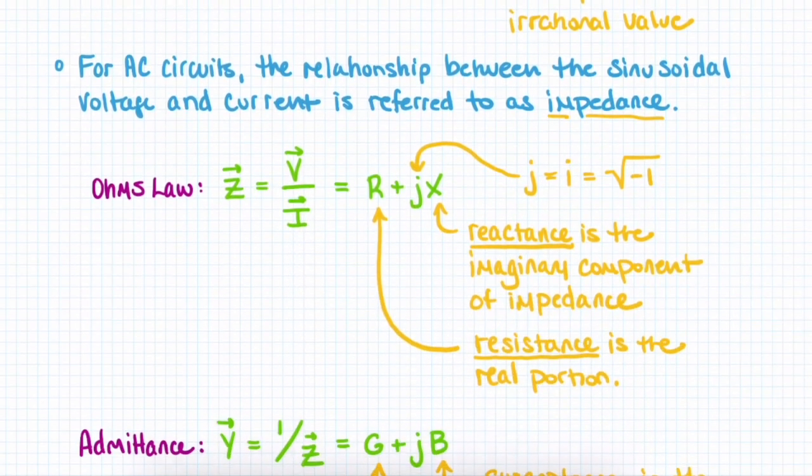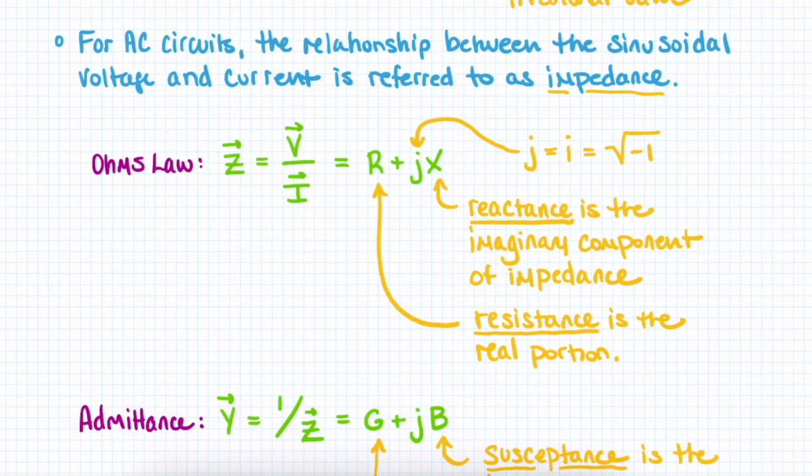So for AC circuits, and we're talking predominantly about SSS, steady state sinusoidal circuits, the relationship between the sinusoidal voltage and current is referred to as impedance. So we have another version of Ohm's law, Z equals V over I. Again, it's still the ratio of voltage to current, except now we have a complex value, R plus jX. Hopefully, you've had a math class that discusses complex numbers. We're going to talk about that a little bit in the steady state sinusoidal section, but we're not going to go into too much of the math theory.